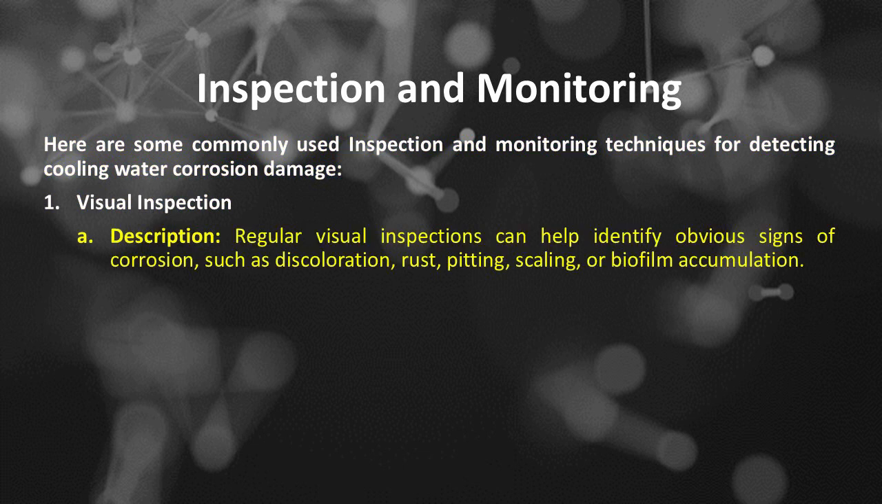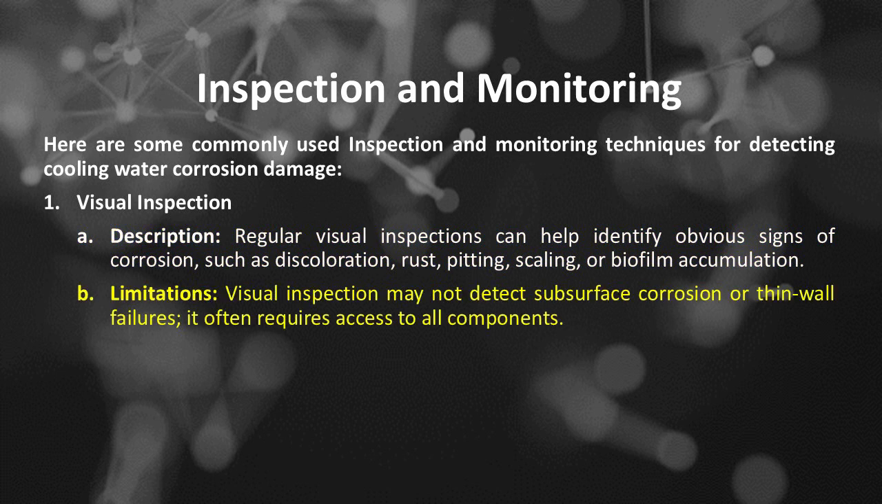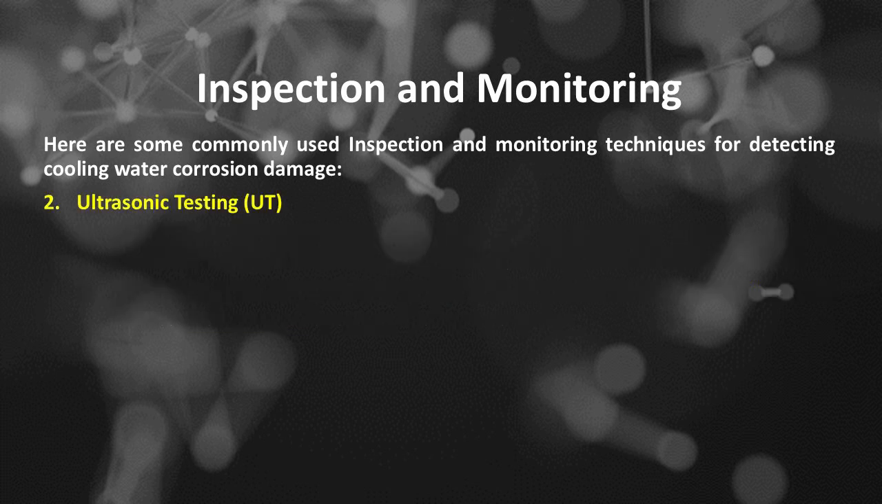Visual inspection description. Regular visual inspections can help identify obvious signs of corrosion, such as discoloration, rust, pitting, scaling, or biofilm accumulation. Visual inspection limitations. Visual inspection may not detect subsurface corrosion or thin wall failures, and it often requires access to all components. Number 2 is ultrasonic testing, or UT.